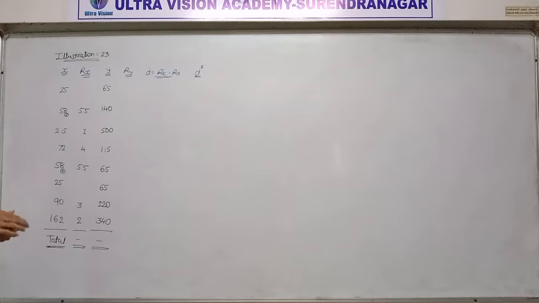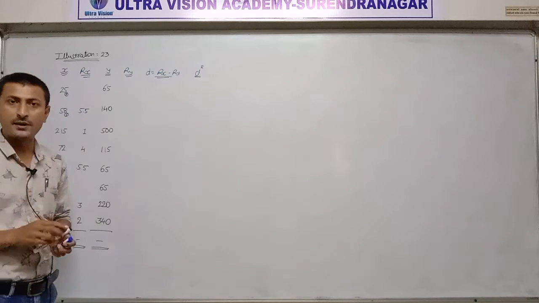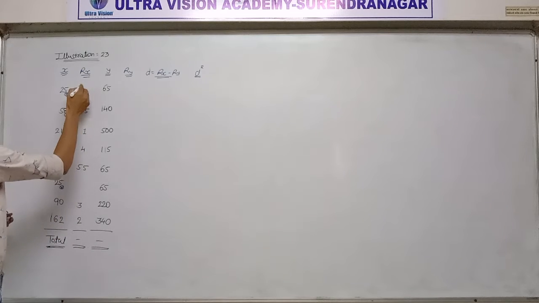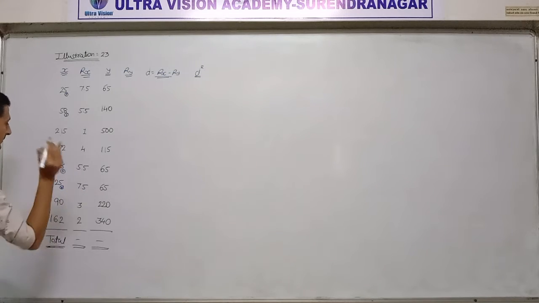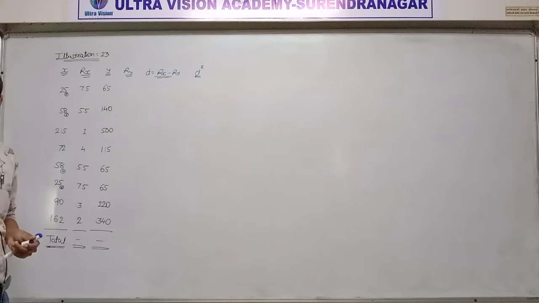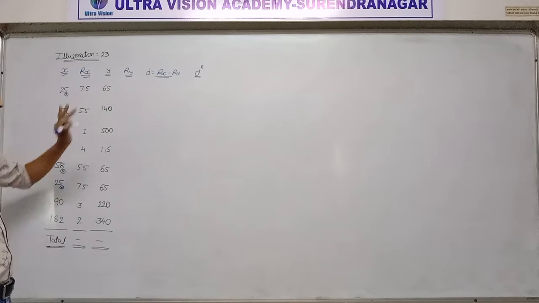Now next, 25 is also repeated two times, so ranks 7 and 8. Average: 7 plus 8 divided by 2. Both places get the rank 7.5, 7.5. Done. Now the next variable, y.